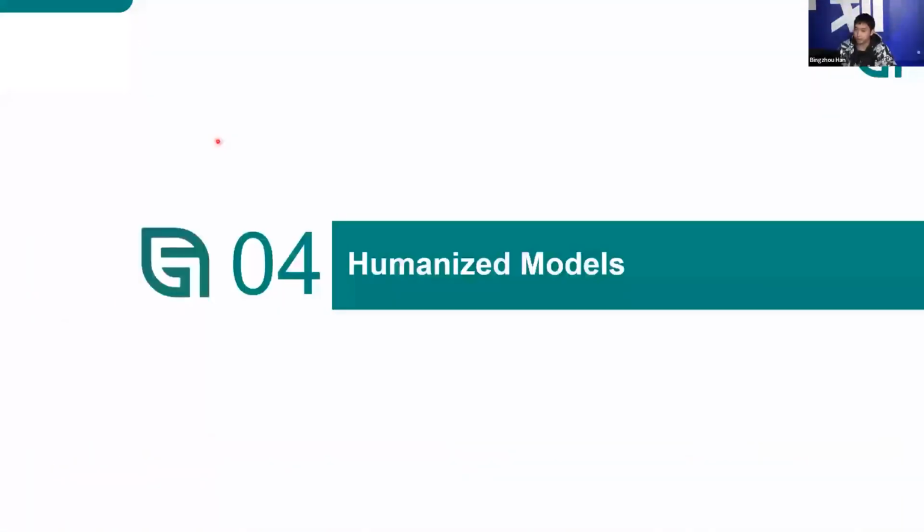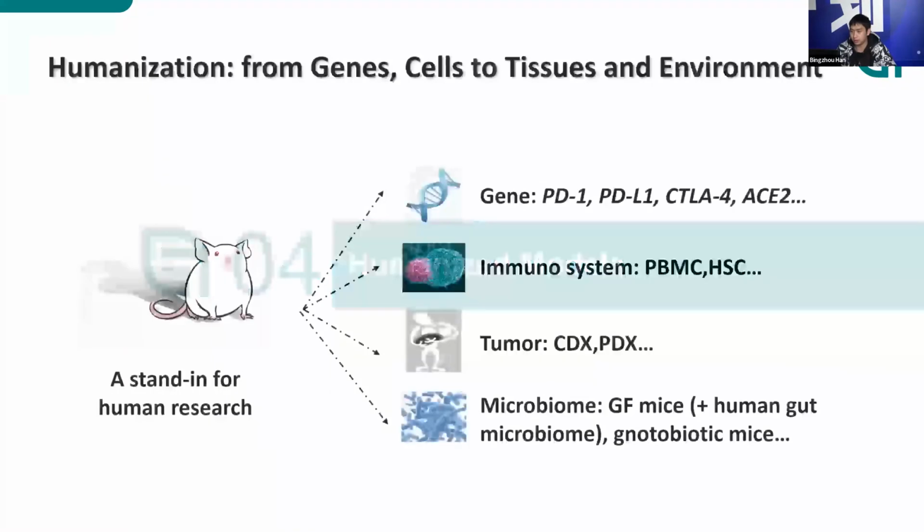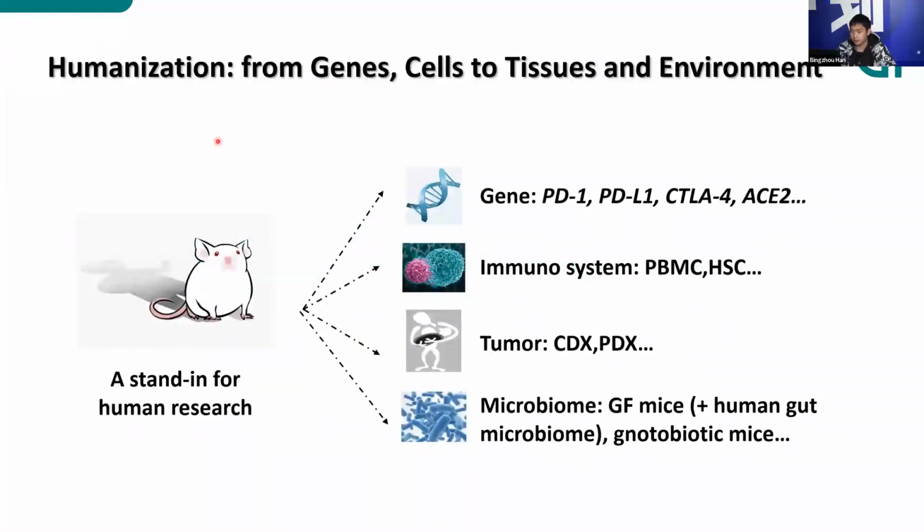And then in the last part, since today's topic is mainly focused on genetically engineered mice, I want to briefly introduce the humanized models, genetic humanized models. So first, I'll briefly introduce animal humanization. There are different scales of animal humanization. It can be from genes to cells to tissues and to environment. And the purpose of all these humanizations is to make our lab animals like mice a better stand-in for human research, to make them more like humans in genes, cells, tissues, or environments.